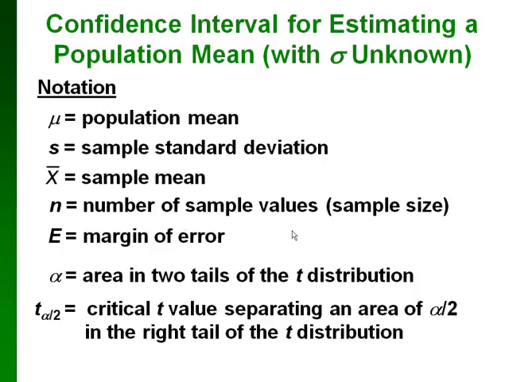Here's our notation. We still have the same notation for the population mean mu, but notice in this case we're using s, the sample standard deviation, since we don't know sigma, the population standard deviation. We still have x bar as the sample mean, n is the sample size, E is the margin of error. Alpha is still the same related to the confidence level, and this time our critical value is going to be t of alpha over 2.